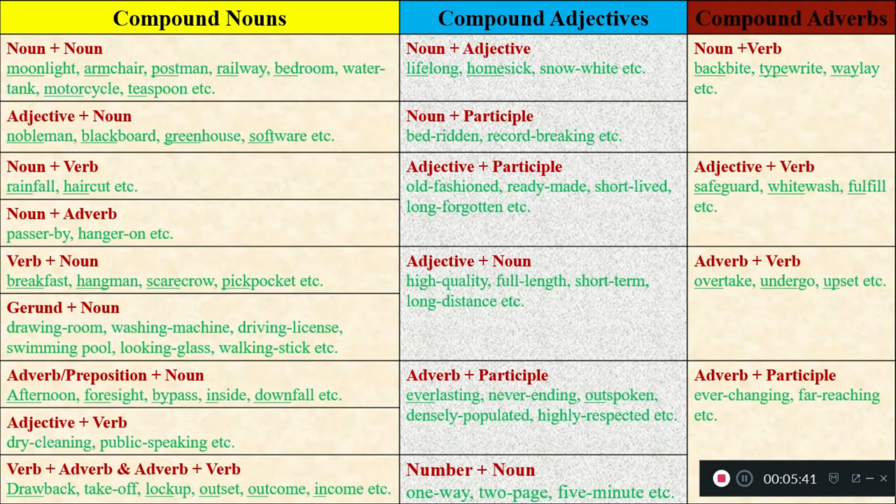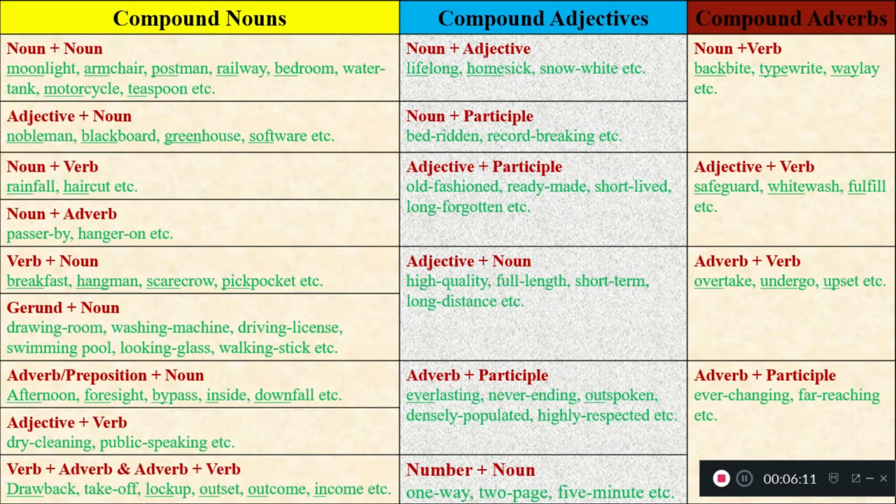Compound nouns can also be formed by adding an adjective with a noun, a noun with a verb, a noun with an adverb, a verb with a noun, a gerund with a noun, an adverb or preposition with a noun, an adjective with a verb, a verb with an adverb, and an adverb with a verb. The examples are given here. You are advised to pause the lecture and look at the examples of each category of words.